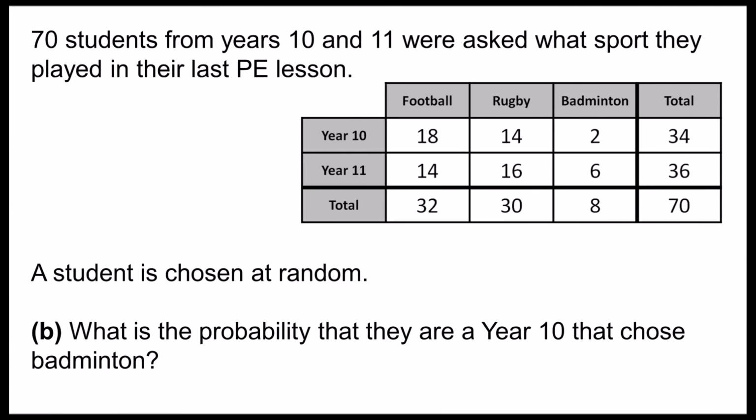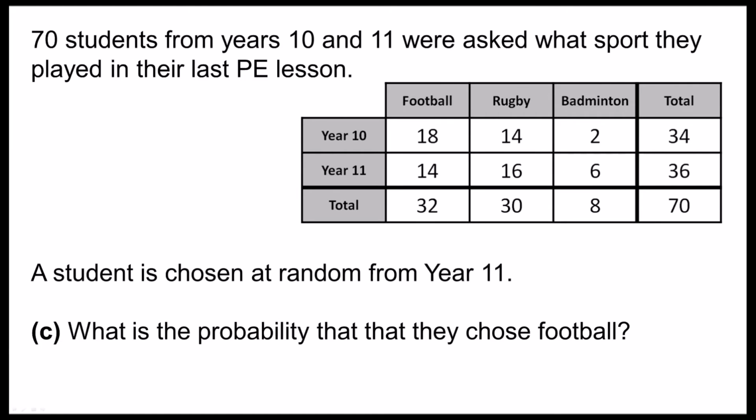In this next part, I'm asked if a student is chosen at random, what is the probability that they are a year 10 that chose badminton? Again, looking at my table, I can see that there were 2 year 10s that chose badminton, so this is going to be 2 out of all of the people that were asked in total, which is 70. Again, I can simplify this answer by dividing the top and bottom by 2, which would give me 1 over 35. Again, both of these answers are fine, but 1 over 35 is slightly better because it's been simplified.